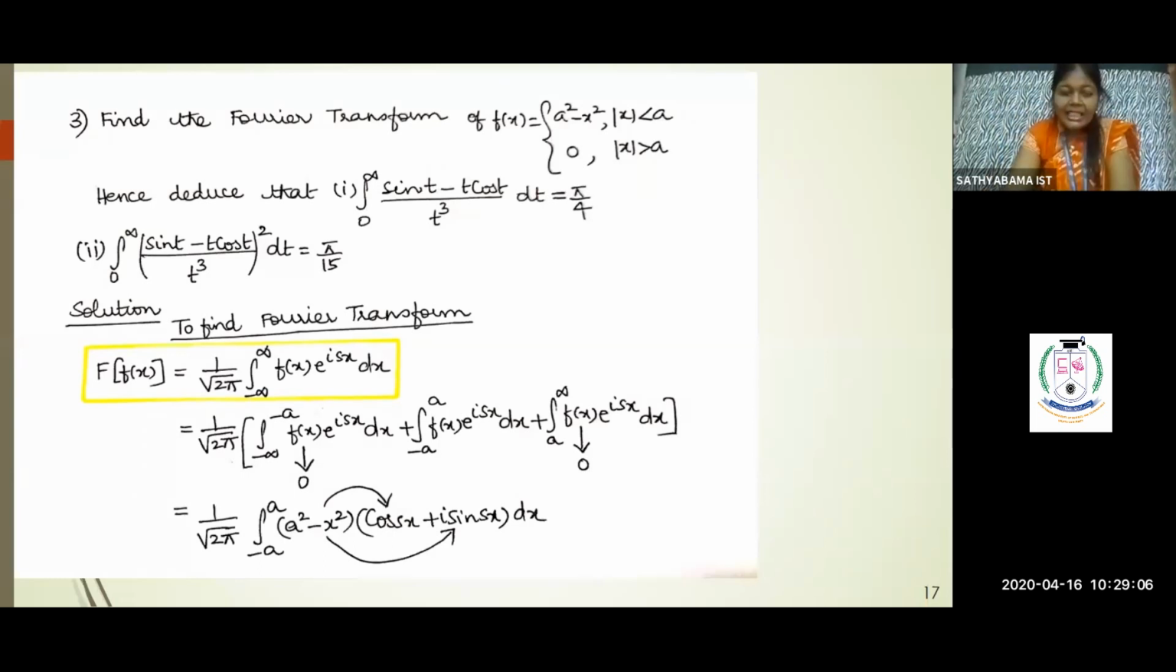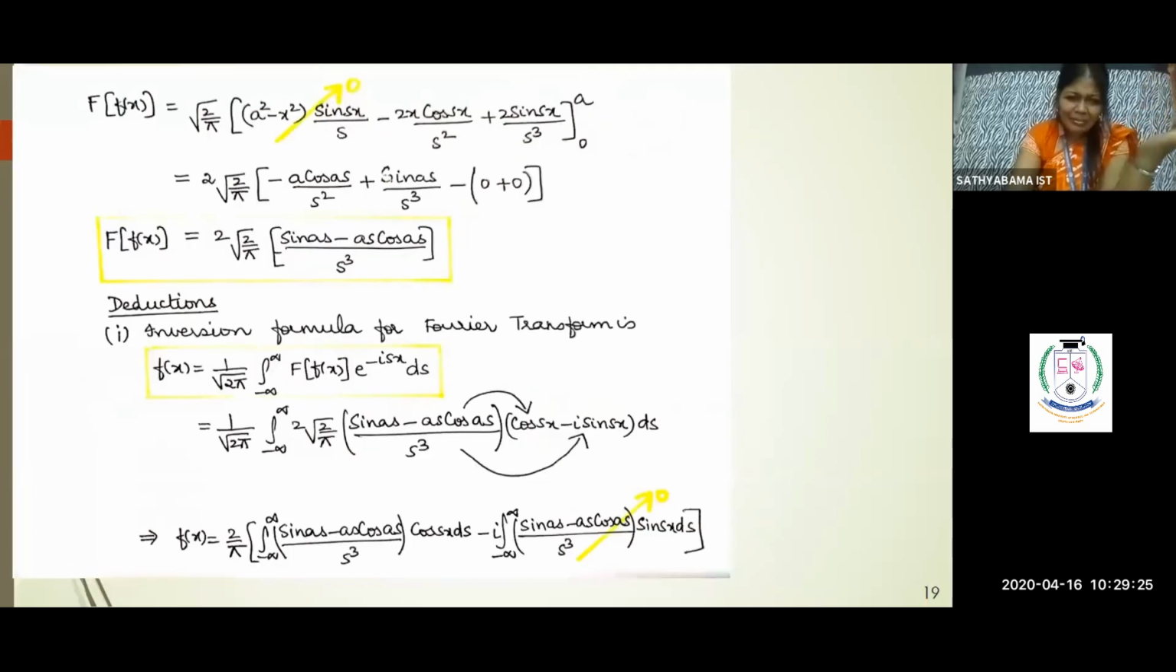Now look at the second result. The second result has the same term, the whole square. So I have f of s square. Which identity gives you f of s square? Parseval's identity. So for the first one, I will use inversion formula. For the second one, I will use Parseval's identity. That's exactly what I've done. So it's again the same thing all over again.